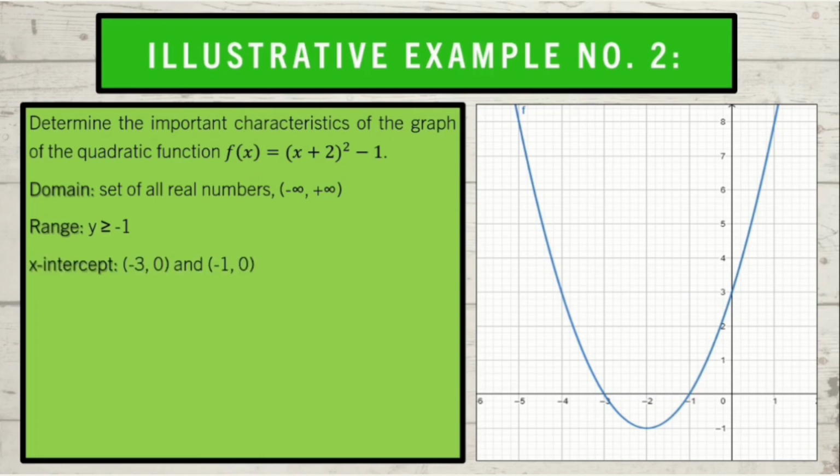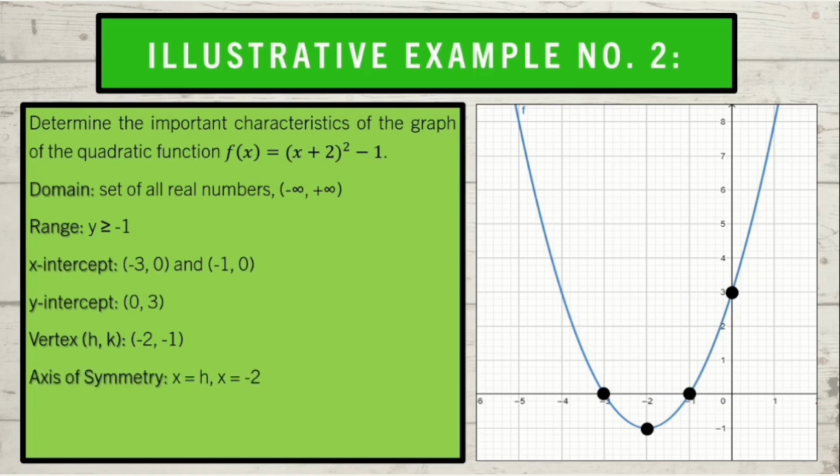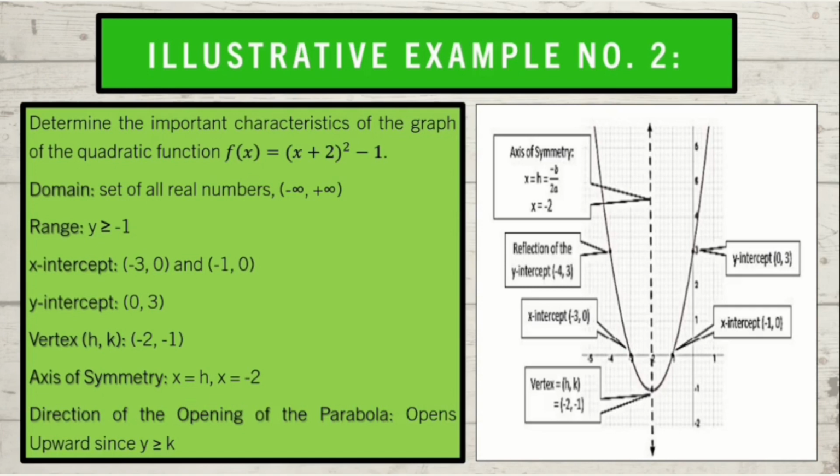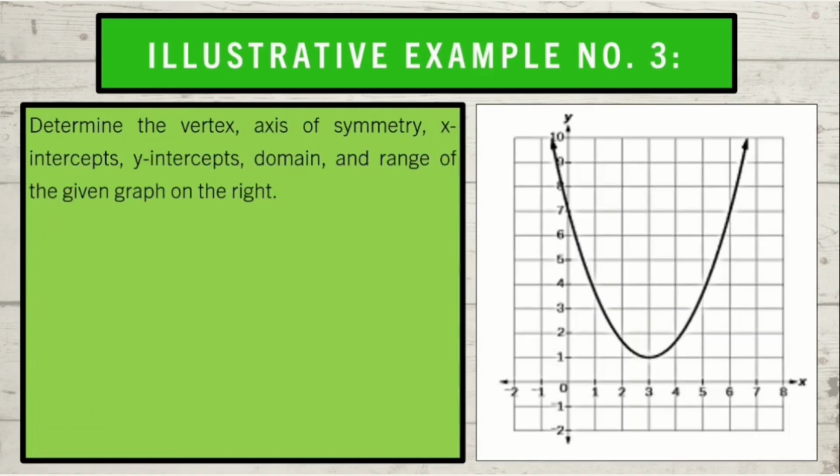The x-intercepts are at (−3, 0) and (−1, 0). The y-intercept is at (0, 3). The vertex of the function is at (−2, −1). The axis of symmetry is the imaginary line, which is given by the equation x is equal to h, where h is equal to negative 2. The equation of the axis of symmetry is x is equal to negative 2. The direction of the opening of the parabola is upward, since y is greater than or equal to k. The parabola has a minimum point.